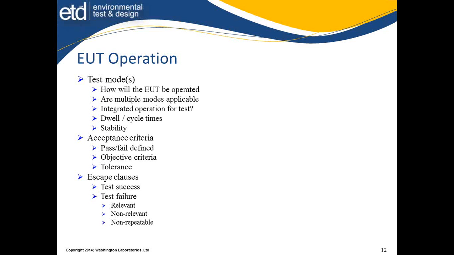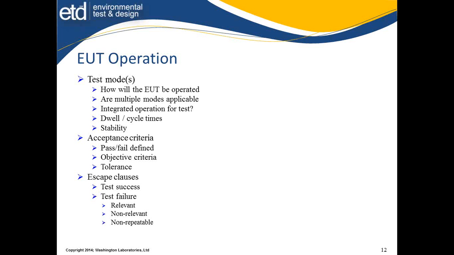So you need to have it's acceptable if it's this plus or minus 0.5% or 20% or whatever the tolerance is allowed. Do not forget in your EUT test procedure to put in the escape clauses. What constitutes a test success? And what happens when I have a failure? If it's relevant to the test, what do I do about it? Do I repeat the test?